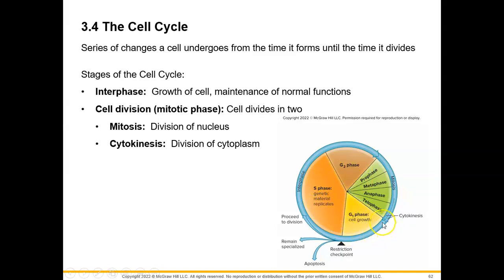Interphase starts here. There's a G1, S, and G2 phase of interphase. And then we go into the mitotic phase, which is made up of mitosis, which includes prophase, metaphase, anaphase, and telophase, and cytokinesis, which overlaps with the end of anaphase and telophase.